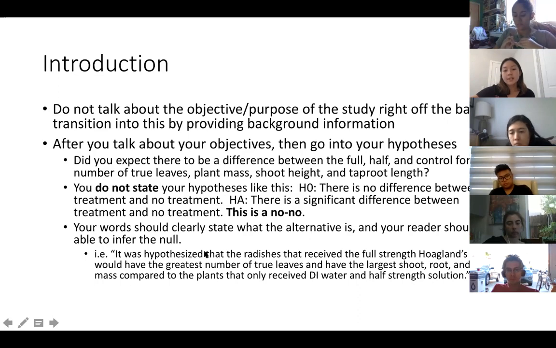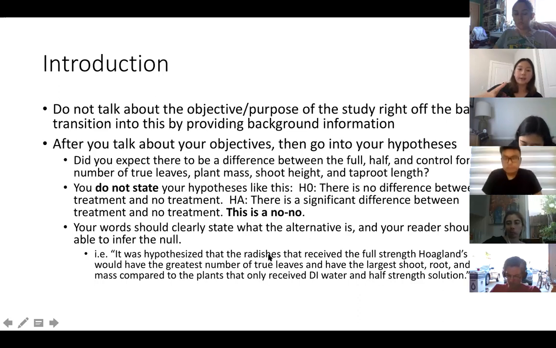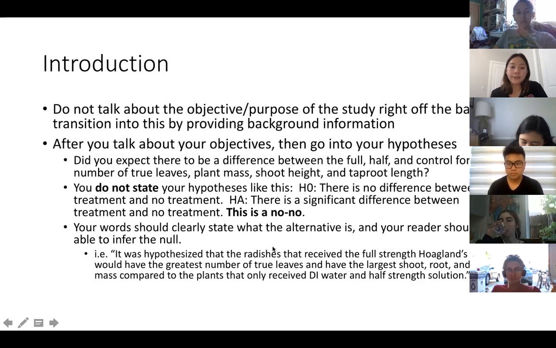It was hypothesized that the radishes that received the full-strength Hoagland solution would have the greatest number of true leaves and the largest shoot, root, and plant mass compared to the plants that only received DI water and the half-strength solution. So your hypothesis can look something like that. Again, your hypothesis doesn't have to be exactly the same as mine. It could be different. But again, this is more or less how your hypothesis should be written.